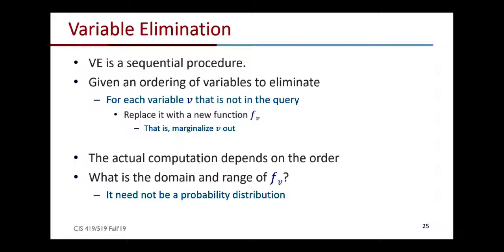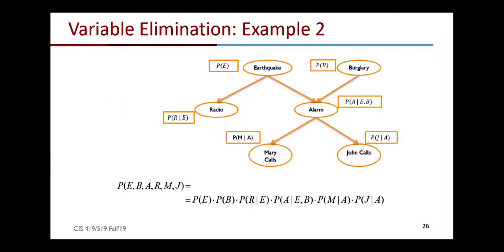So basically, this is variable elimination. It's a sequential process that is given an ordering of the variables to eliminate. For each variable that is not in the query, in this case, we cared about C, we replace it with a function, basically marginalize a variable out. And we can cache some of the computation. Now, we cannot do it all the time, as I said. There could be a worst-case situation where you actually have to do everything.